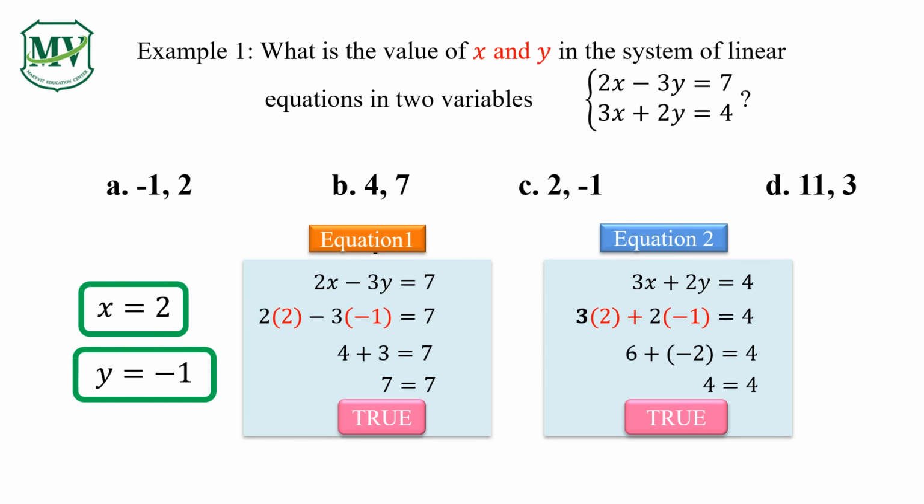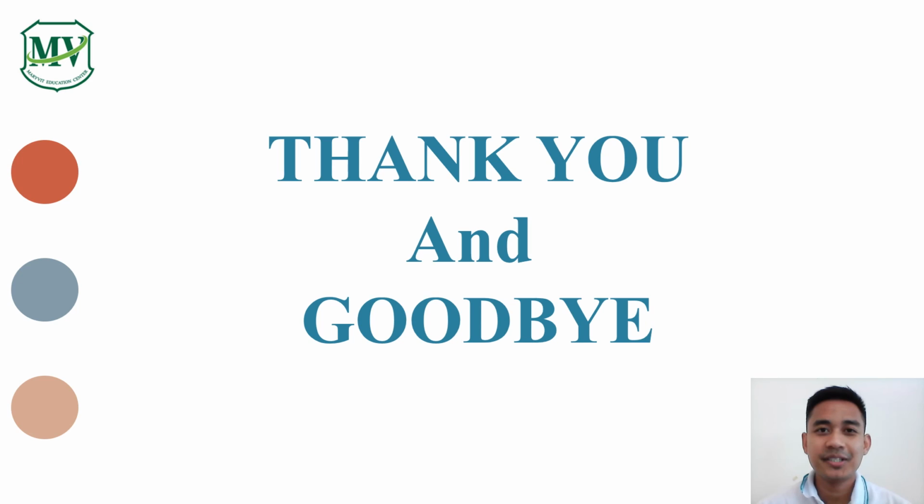So, the value of x and y in the given system of linear equations in two variables is letter C, 2 and negative 1.